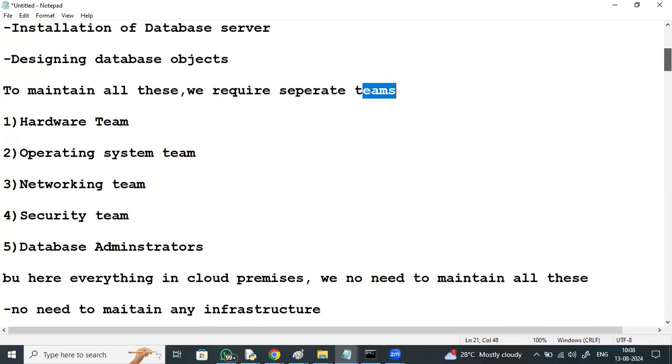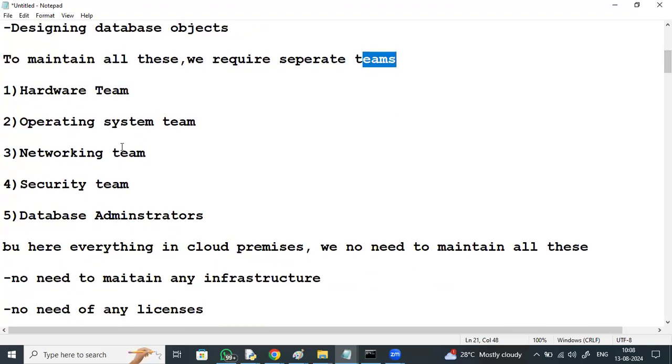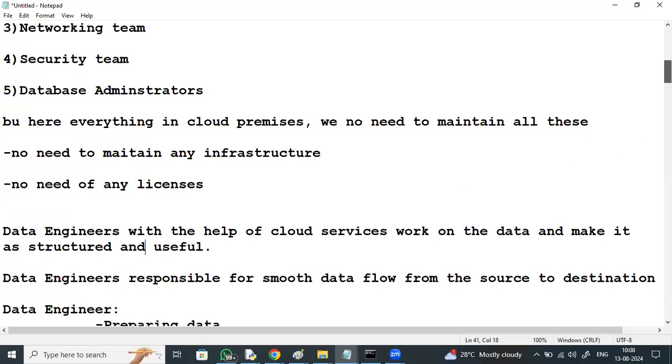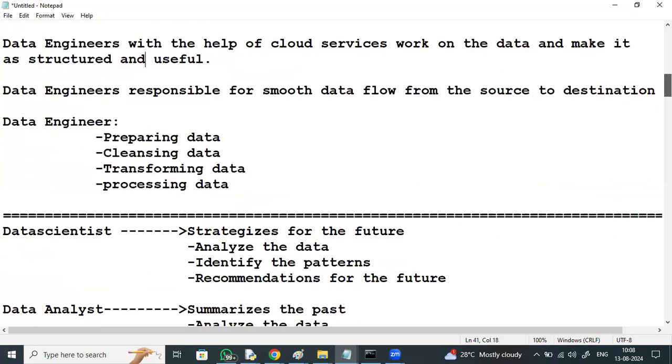Hardware team is required, operating system team is required, networking team required, security team required, database administrators required, right? But here, in the cloud, we need not maintain all this. We need not maintain any infrastructure, no need of any licenses, right? So data engineers, with the help of these cloud services, work on the data and make it structured and useful, right? They're responsible for smooth data flow from the source to destination.